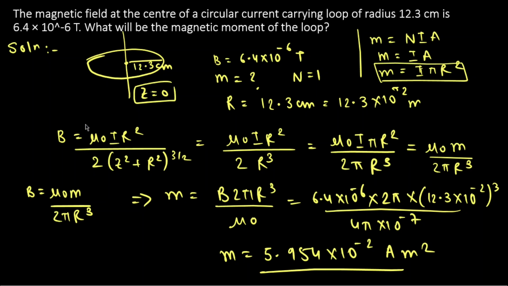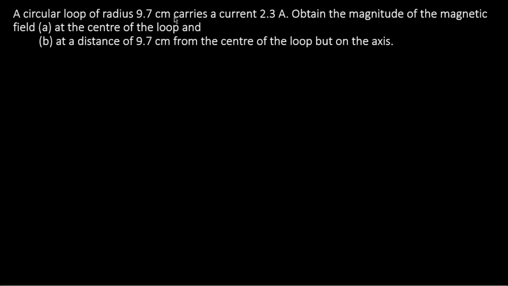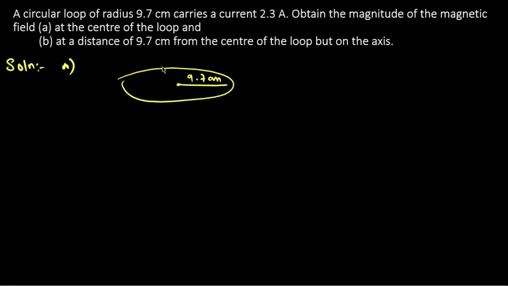Let's check out the last sum of this video. A circular loop of radius 9.7 cm carries a current 2.3 ampere. Obtain the magnitude of magnetic field, first at the center of the loop and second at a distance of 9.7 cm from the center of the loop but on the axis. So solution. For the first part we have been given a circular loop of radius 9.7 centimeter which carries a current of 2.3 ampere, and we need to find the magnitude of magnetic field at the center of the loop.